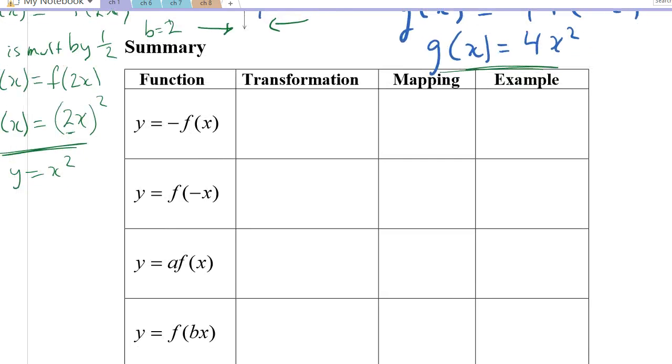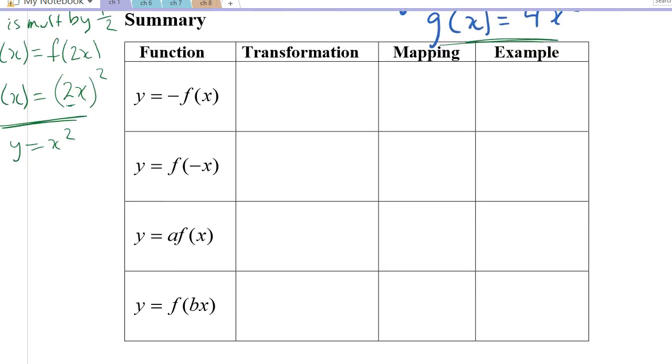Let's do our summary here for all these transformations. So if we have a negative sign out there, that transformation is a reflection. And it's a reflection over the x-axis. Okay, and how's the mapping look? If we start off with x comma y, then we're going to end up with x comma negative y.